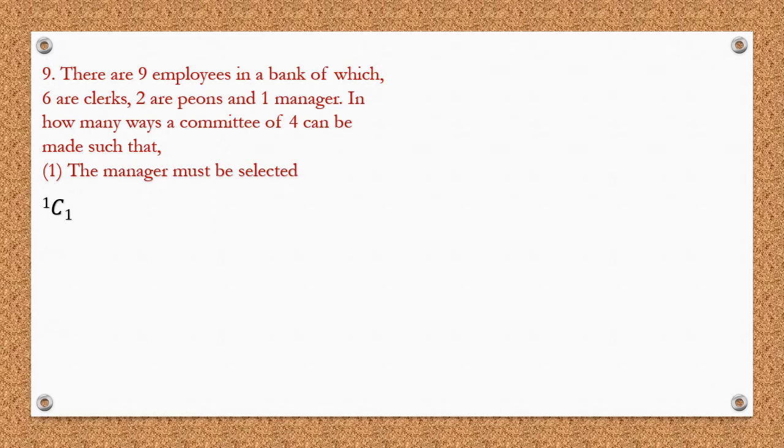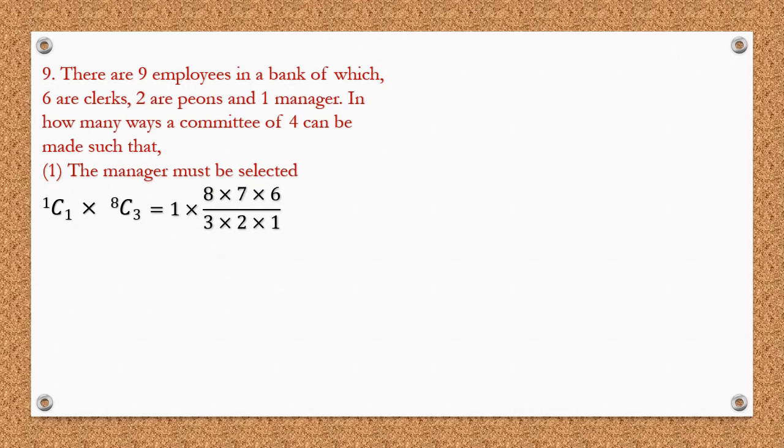Now the remaining total employees are 6 clerks and 2 peons, that is 8 employees. And out of a committee of 4, 1 manager is there, so 3 people are left to be selected. So out of 8 remaining people, we have to select the 3 remaining committee members. So that would be 8C3. So 1 manager and the remaining 3 committee members. So 1C1 into 8C3. Now that would be 1 into 8 7 6 upon 3 2 1.